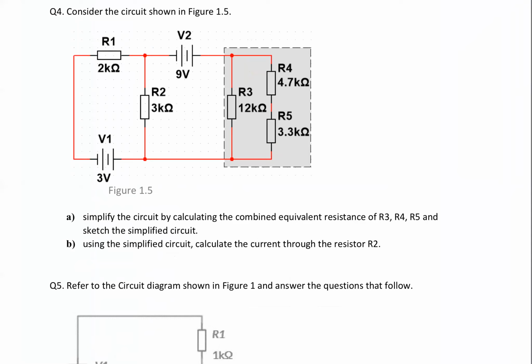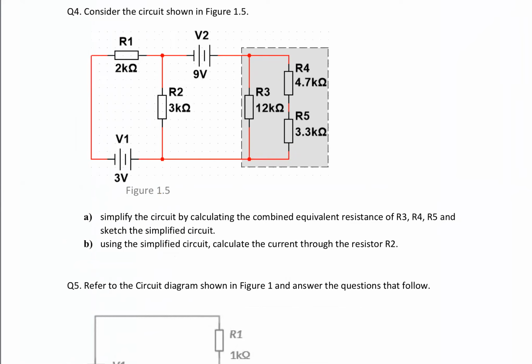Okay, now guys, I will redraw this circuit because now we simplify this gray area to 4.8 kilo ohms, correct? Yes. Okay. I will redraw this one by simplifying.